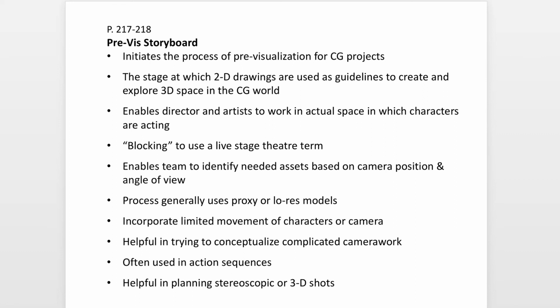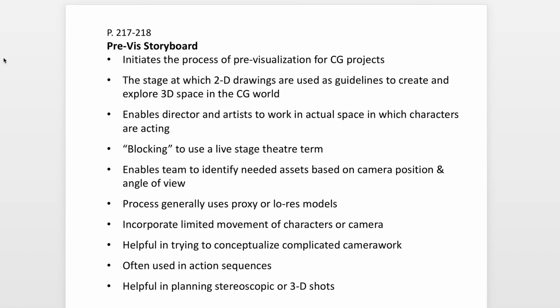Blocking is a live stage term. It basically means learning how to place the actors and the cameras. It enables the team to identify needed assets based on the camera position and the angle of view. Actually, we're still talking about blocking there. The process generally uses proxy or low-res models because there's no reason to take the time to do the high-res models here. It incorporates limited movement of either characters and/or the camera. It's helpful in trying to conceptualize complicated camera work. It's often used in action sequences, and it's helpful in planning stereoscopic or 3D shots.